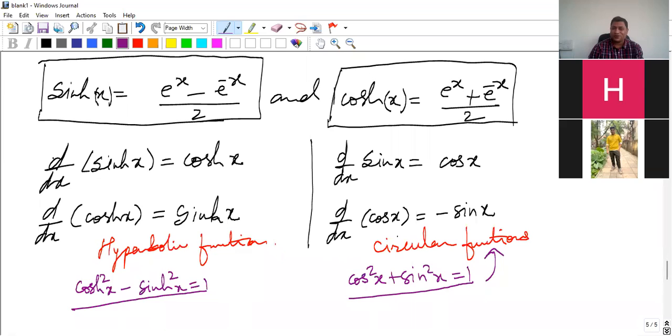That's right. These are also called circular functions, trigonometric functions. These are called hyperbolic functions. So is your doubt clear now about hyperbolic functions?